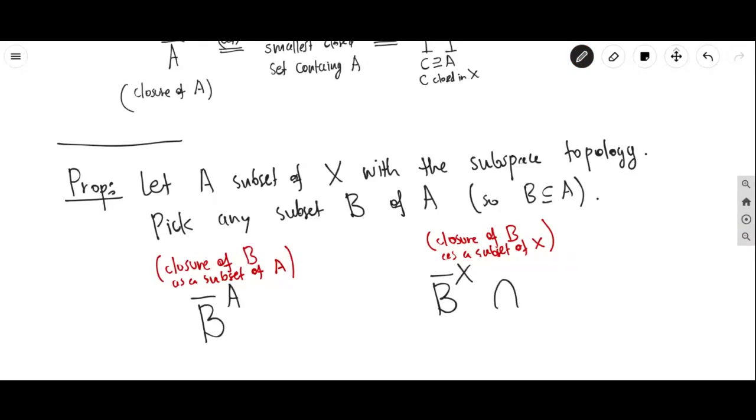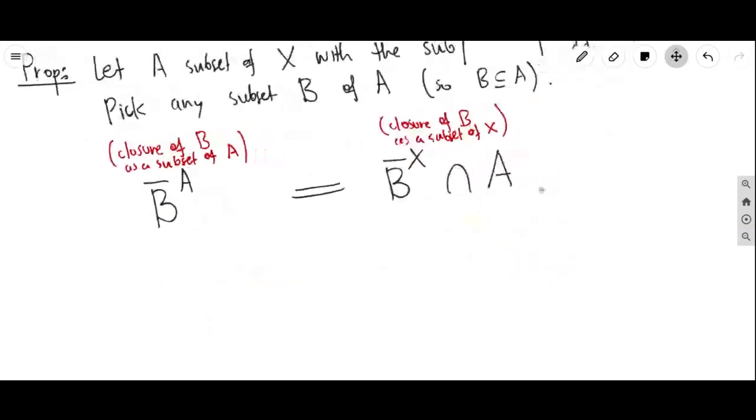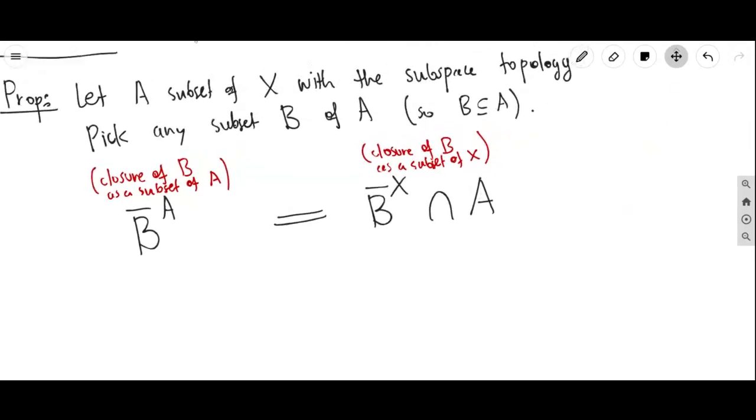This is probably what you would guess, that if you intersect it with A, then maybe these become the same. So that's what we're saying. That if you take the closure of B as a subset of A, that would be the same thing as taking the closure of B as a subset of X and then intersecting whatever you get with A. So that's the way this would go. So this is the proposition.